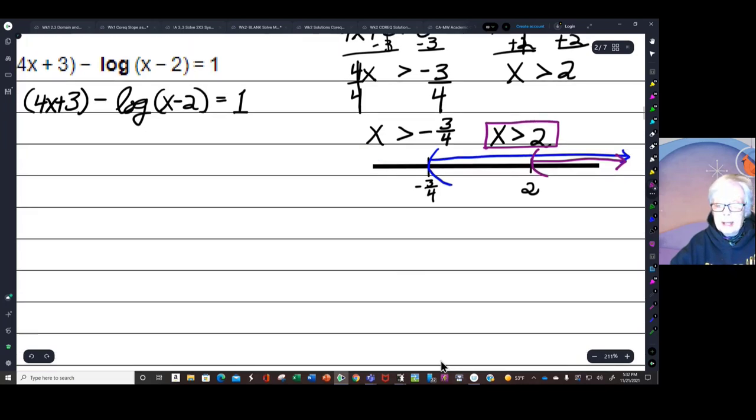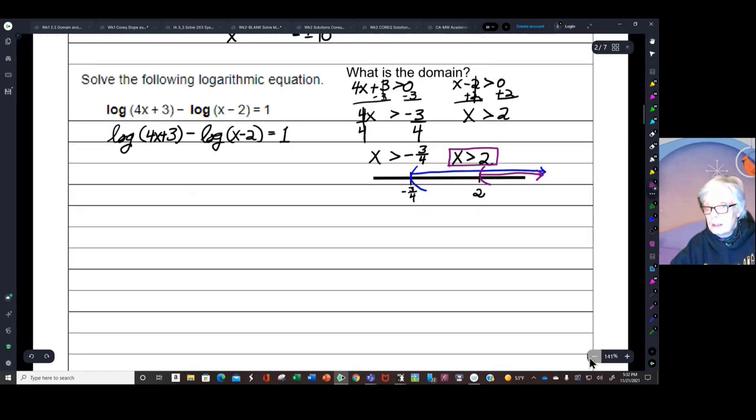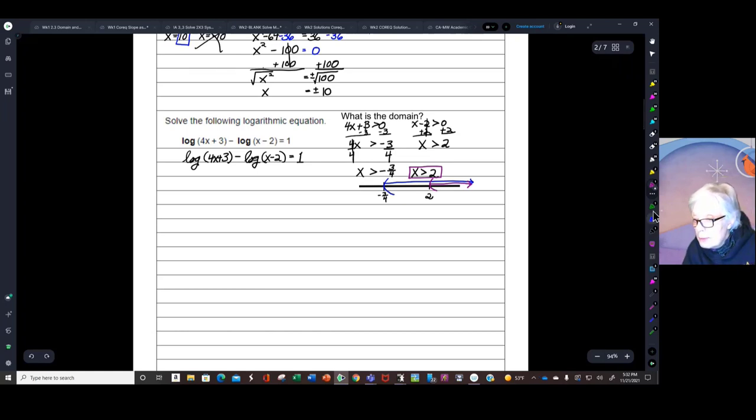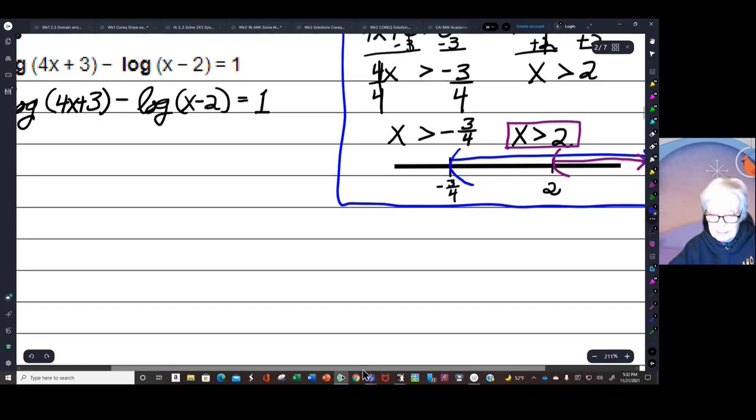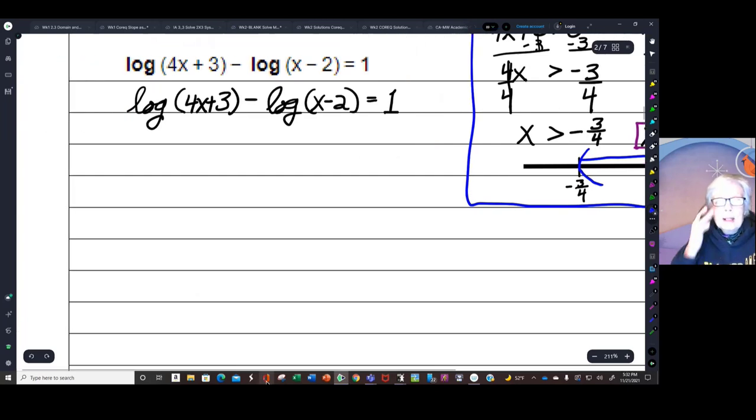A negative number is always less than a positive number, even if you don't know where negative 3/4 is. You know it's to the left of a positive number. Okay, now let's get back to work. We're done with this part, but I want to put a box around this, just to kind of set our domain off from the rest of the problem. There we are. Now look at that minus sign. That's a pretty minus sign. You know what that means? It means the quotient rule.